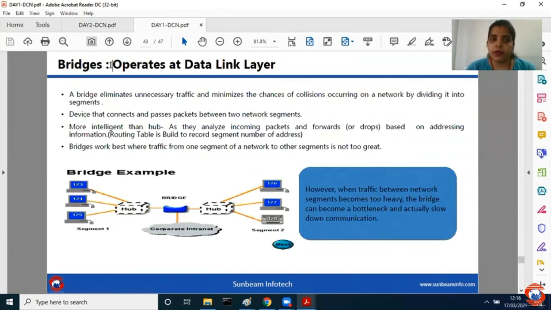The next device is called a bridge. It operates at the data link layer. Now what this data link layer is, I will tell you in a while, right?